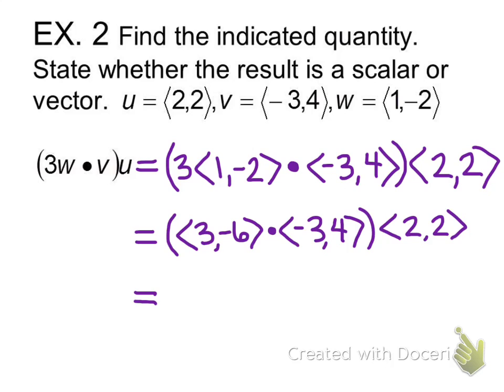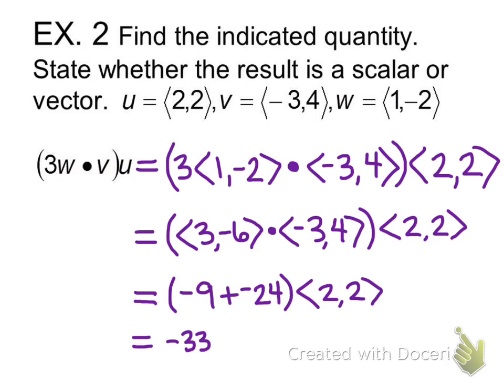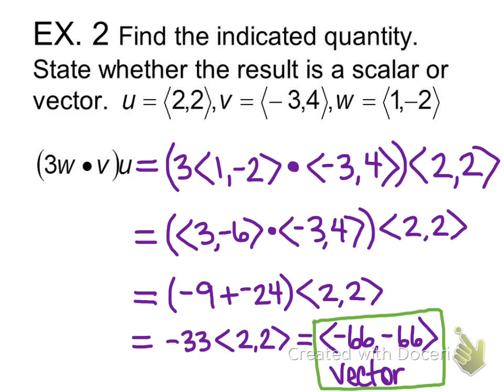So 3 times negative 3 is negative 9. Negative 6 times 4 is negative 24. And then this is still times the vector 2, 2. So in the parenthesis, negative 9 plus negative 24 is negative 33 times the vector 2, 2. Then I would distribute the negative 33 into the vector. So that would give us the vector negative 66, negative 66. And this is a vector. If we had done all of this work and we'd just gotten a number answer, then we would say that that is a scalar.